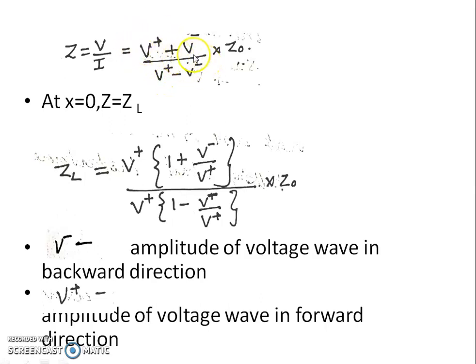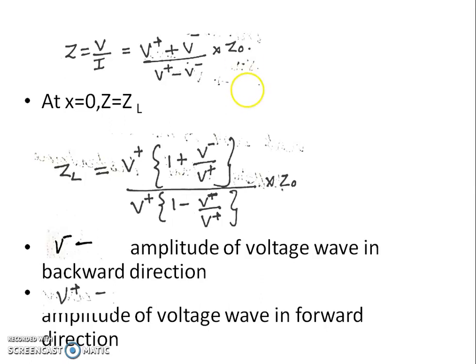From the equations of voltage and current, we get these values. From the voltage equation, V is V plus plus V minus, and from the current equation, I is V plus minus V minus divided by Z0. The point to be noticed is that we are trying to find the ratio of V and I, that is V by I, and it is the impedance.